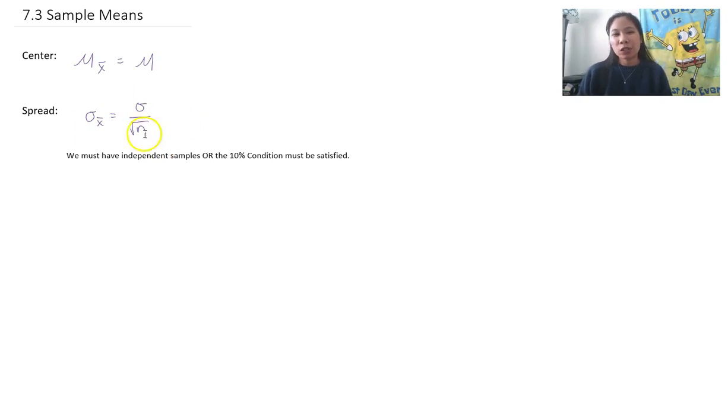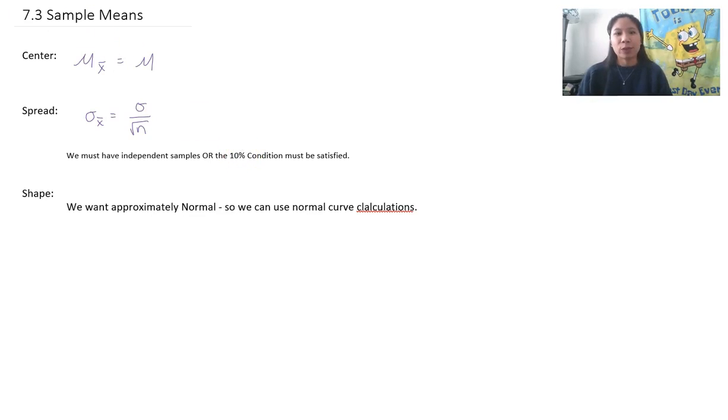The only thing is, in order to use this formula, we have to make sure we have independent samples. So each sample should be independent from each other when we pick it, or if we are sampling without replacement, something like picking people out of the population, then the 10% condition must be satisfied. This also works for our sample proportions. The 10% condition is that the sample size must be less than 10% of the population.